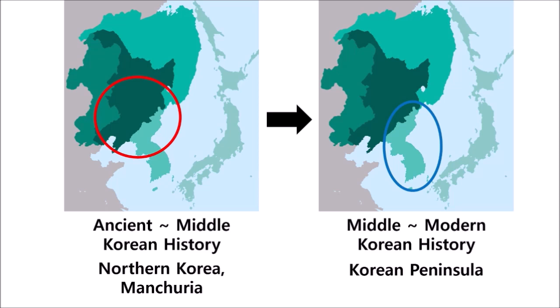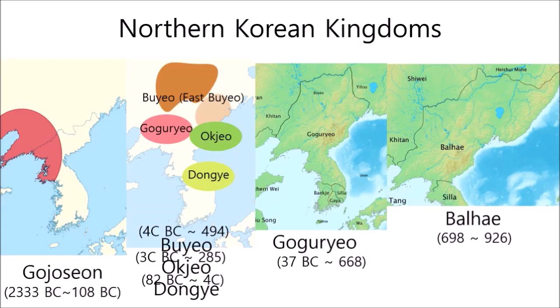Northern Korea was settled by Ye and Mek peoples from Manchuria and Siberia. The first Northern Korean kingdom was Gojoseon, or Old Joseon, which is where the name Joseon comes from. Later on, Northern Korea was ruled by Goguryeo, which later changed its name to Goryeo in the 4th century.